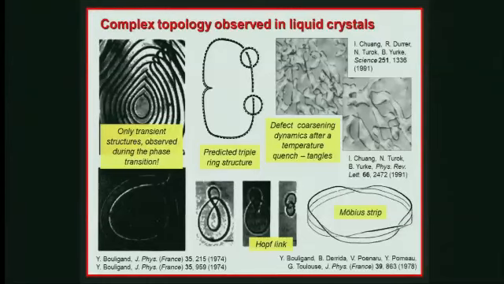Complex topology was observed in liquid crystals already many years ago, especially by Yves Bouligand. But he observed things like Hopf links. He was also studying Möbius strips. There was also work by Turok, Jurke, and co-workers on defect coarsening dynamics. But all these structures were just transient and observed during the phase transition. So there was no manipulation tool to stabilize these things and study them further.